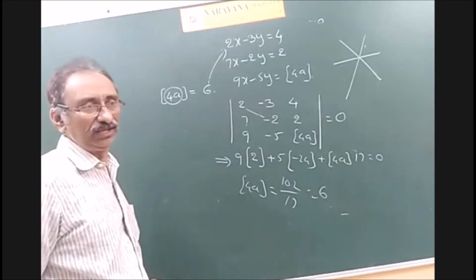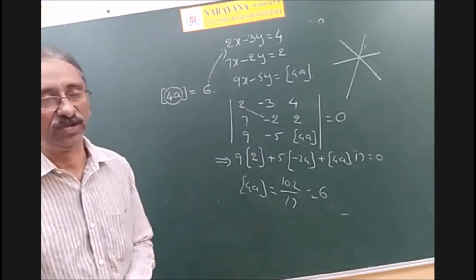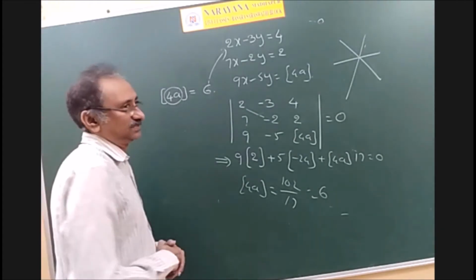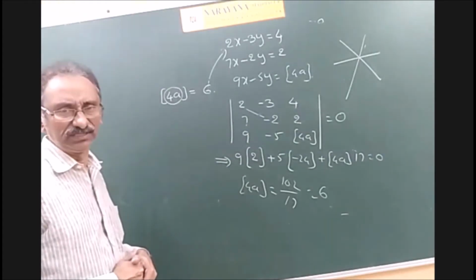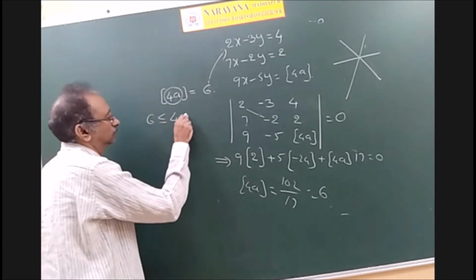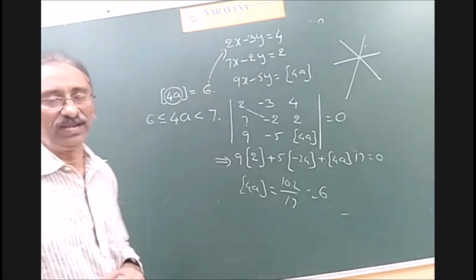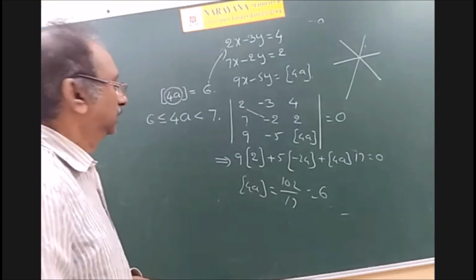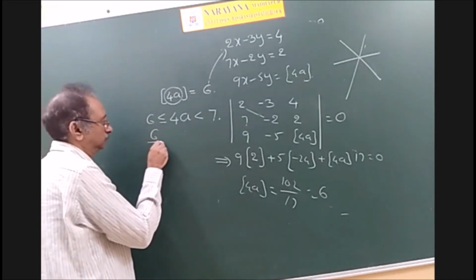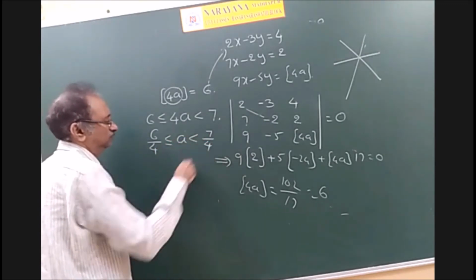Now you tell me, if integral part of 4a is equal to 6, what may be the 4a value? It is not unique. Starting from 6, it may be 6. Suppose it is 6.1, even then integral part is 6. 6.2, integral part is 6. 6.33, integral part is 6. Therefore, this 4a will be in between 6 and 7. For every number between 6 and 7, integral part is 6 only. And divide with 4. So 6 by 4 less than or equal to a less than 7 by 4.